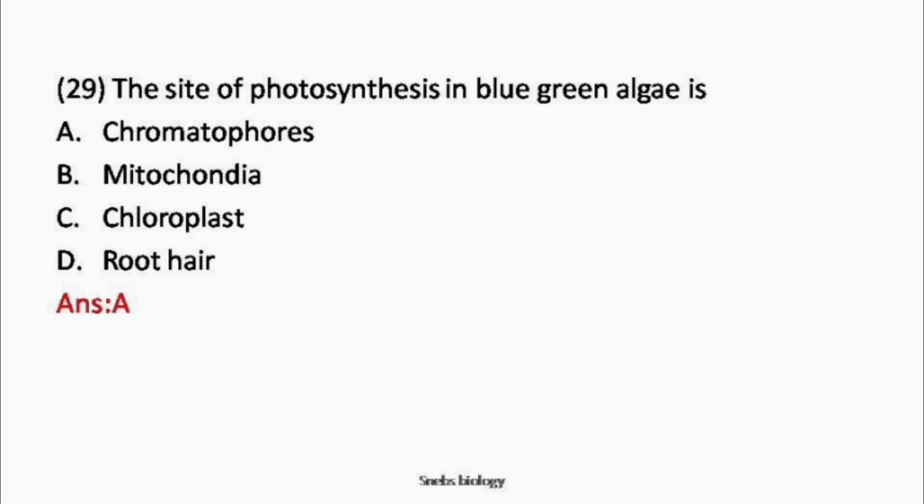Next, question number 29. The site of photosynthesis in blue-green algae is option A chromatophores, option B mitochondria, option C chloroplast, option D root hair. So cyanobacteria or blue-green algae are autotrophic organisms which belong to the class Cyanophyceae. They possess chromatophores instead of chloroplast. Chloroplasts are the membrane-bound structures containing photosynthetic pigments and the site of photosynthesis.